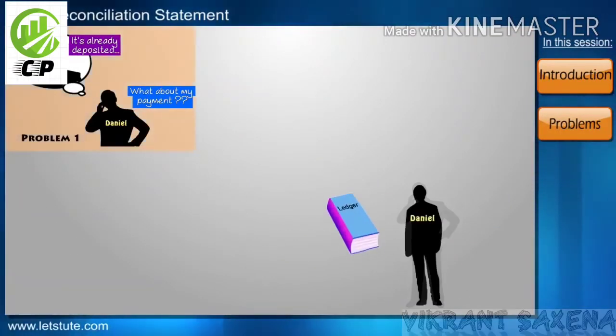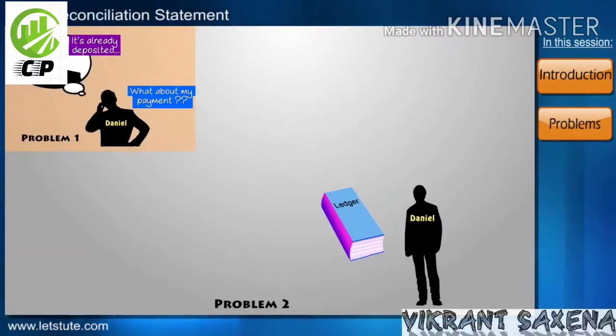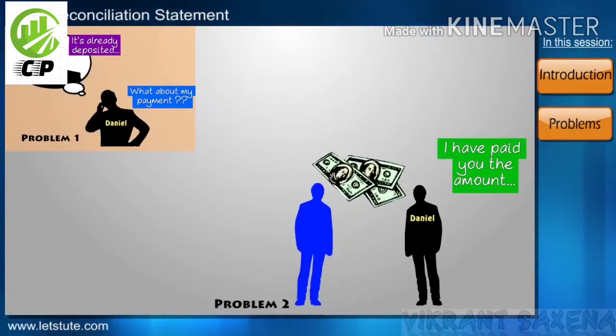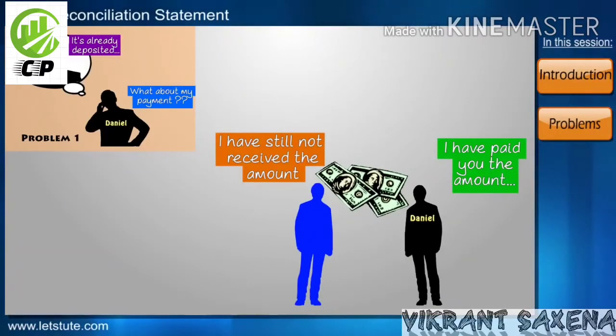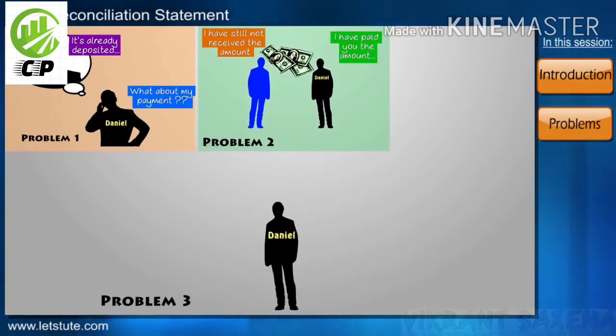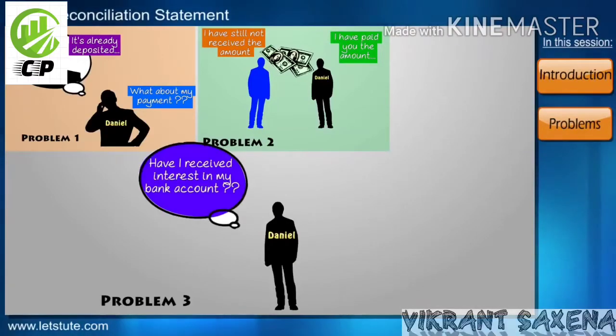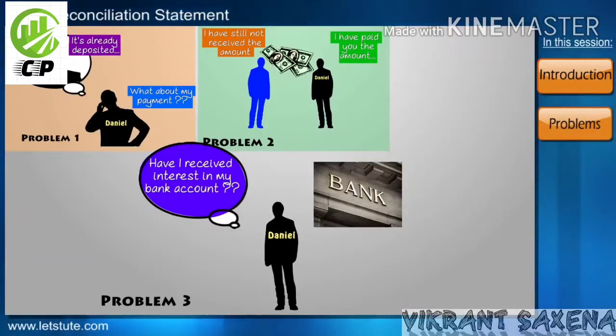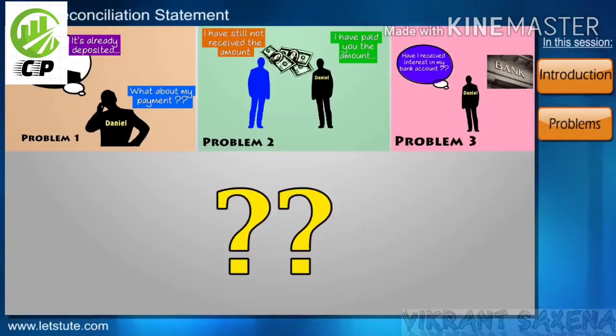He also saw that in his ledger, he had paid Mr. B some amount, but Mr. B said that he had still not received this amount. Another problem he faced was he was going to receive an interest on his fixed deposit, but he was not sure if it has already come into his bank account or not. So what do you think is this problem?